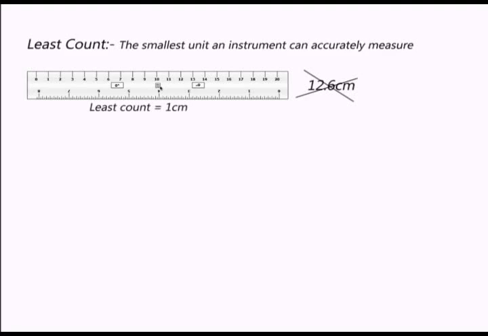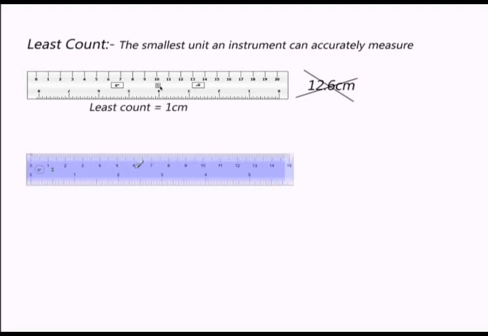Now compare it with this second ruler. The second ruler has 10 small divisions in 1 centimeter. Each small division is 1 millimeter or 0.1 centimeter. The smallest length that this second ruler can measure is 1 millimeter or 0.1 centimeter, and this is the least count for this ruler. With this ruler, it is possible to measure 12.6 centimeters accurately. So the second ruler is said to be more sensitive than the first one.